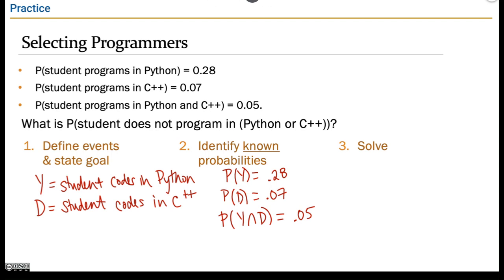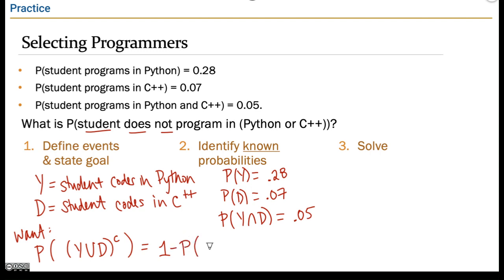And then I want to think about what is it that I actually need to calculate. And so what we want here is the probability the student does not program in Python or C++. Okay, let's do this in 2 steps. If we want to look at they program in Python or C++, it would be that. But I want not that, so I want the complement. So that's what I'm looking for. And so how can I get that given the information I have? So one thing I can notice, the probability of a complement is the same as 1 minus the probability of the original. So this is 1 minus probability of this.